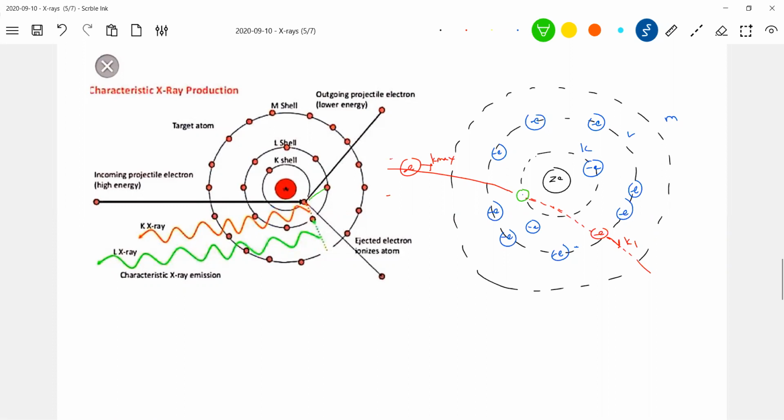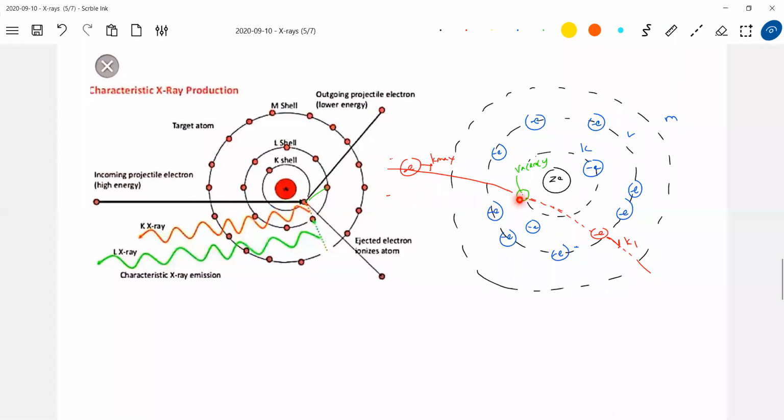When an electron makes a transition from a higher to a lower orbit, what do we get? We get a photon. And that photon is what? We'll call it a K alpha X-ray. And this vacancy which is there in the K shell, I'll call it a vacancy. Who can fill up that vacancy? An electron from a higher orbit. When the electron from a higher orbit jumps, they will again give out a photon.